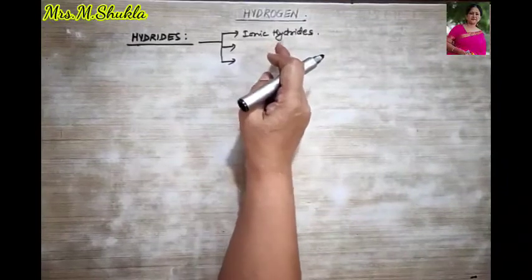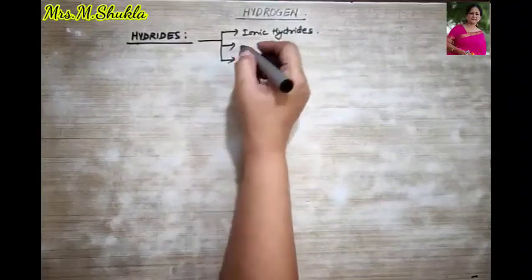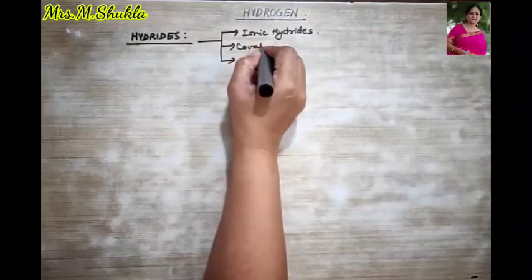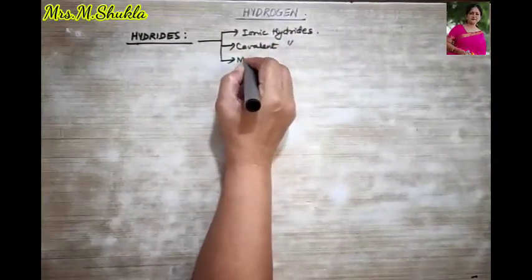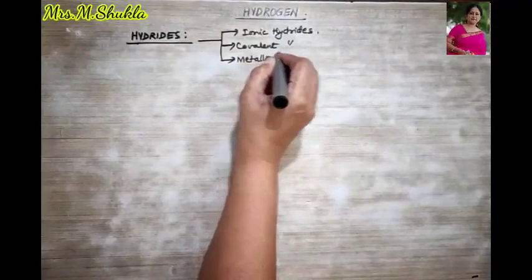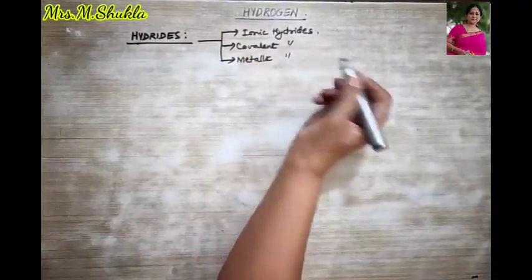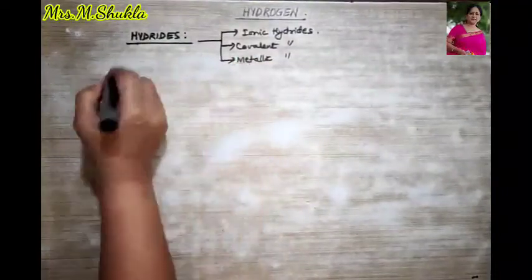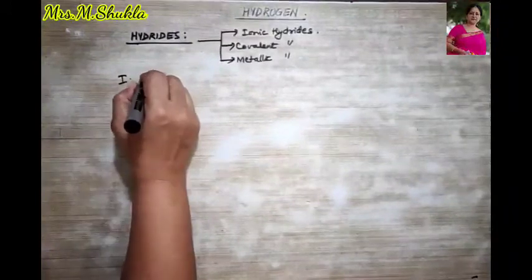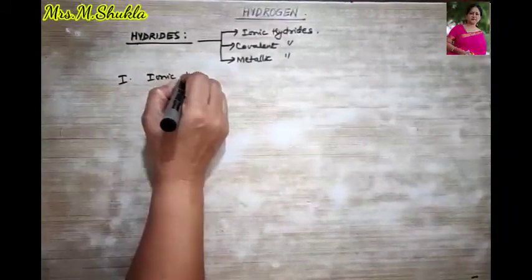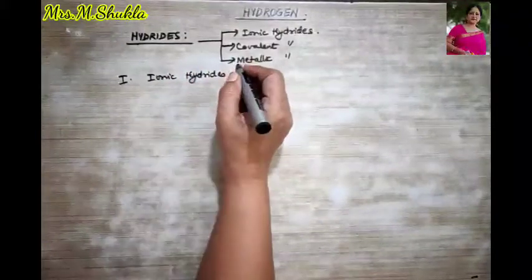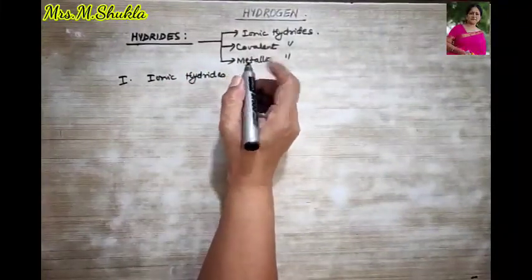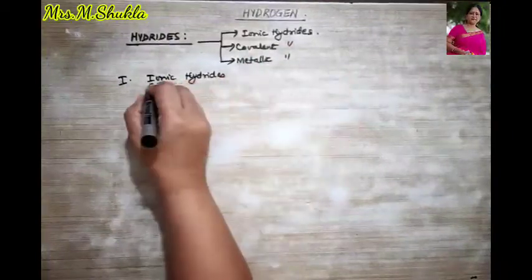It is called ionic hydrides. Then the second one is called covalent hydride, and the third one is called metallic hydride. So let us begin with the first one, that is ionic hydrides. Now remember, these ionic hydrides are also called salt-like hydrides.